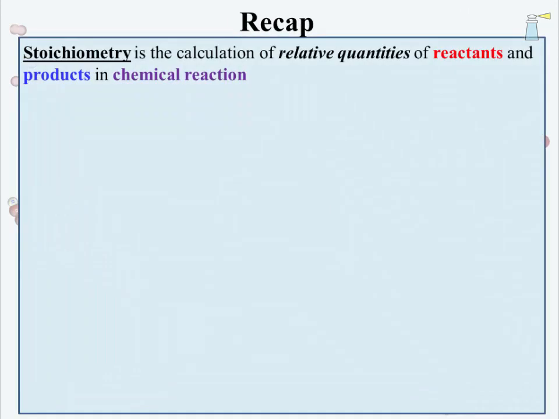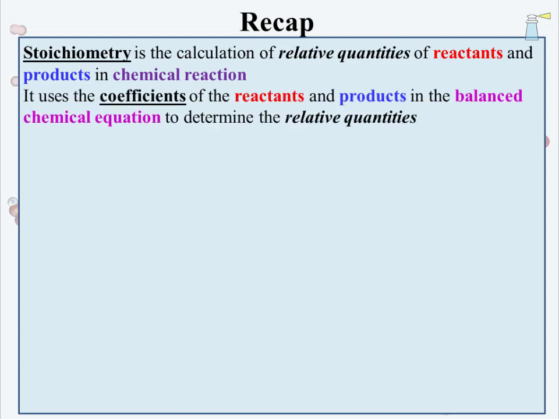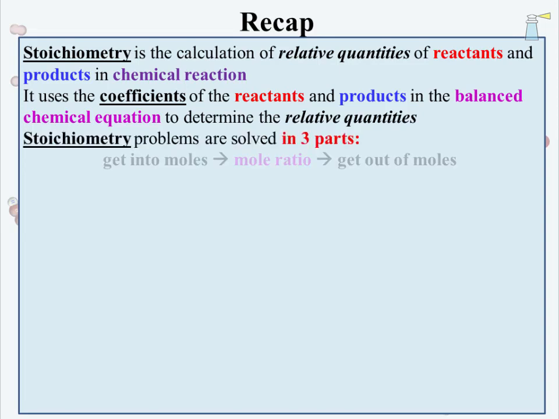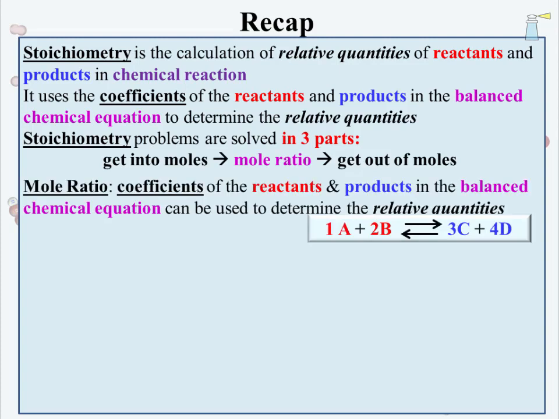To recap, stoichiometry is a calculation of relative quantities of reactants and products in a chemical reaction. It uses the coefficients of the reactants and products in the balanced chemical equation to determine relative quantities. As such, stoichiometry is a powerful tool in the study of chemistry. We introduced the refrain that will hold stoichiometry problems together: get into moles, mole ratio, get out of moles. In this lecture, we focused on the center part, the mole ratio.